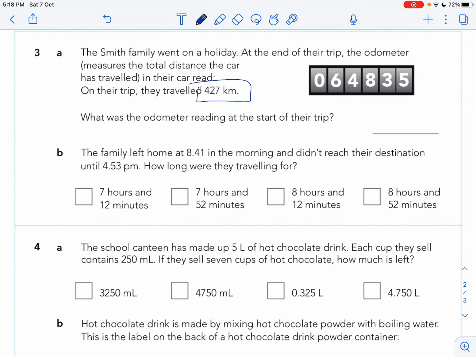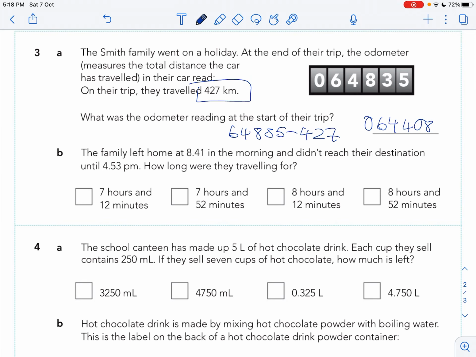Now think about, do I want my answer being smaller or bigger? We want it being smaller because it must have been less to start off with. So we go 64835 minus the 427. And that's going to be 064408.